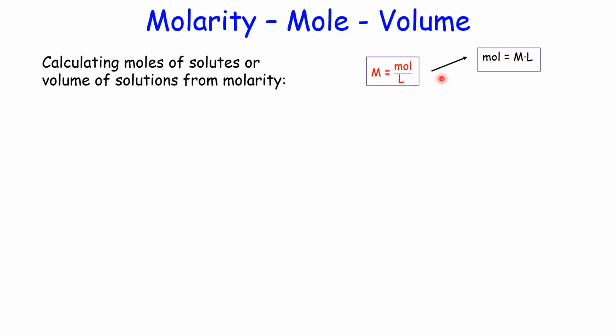For example, if we know both molarity and volume, we should be able to calculate the number of moles. So then moles equals molarity times liters, all right? Basically we move the liter to the other side, from denominator to numerator. So that's M times L. That's exactly what we have here.